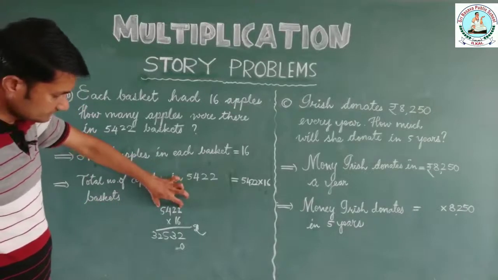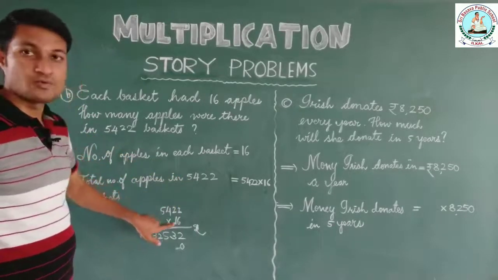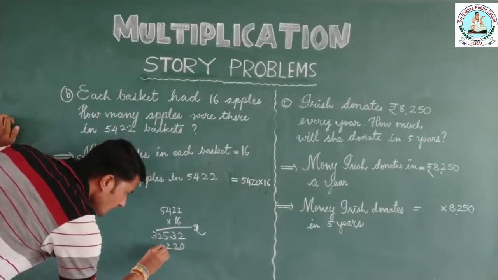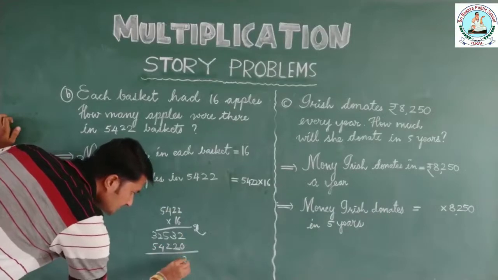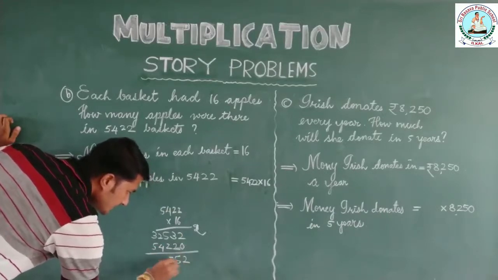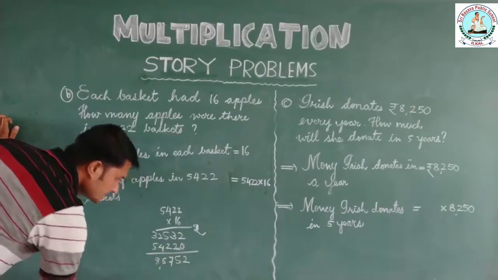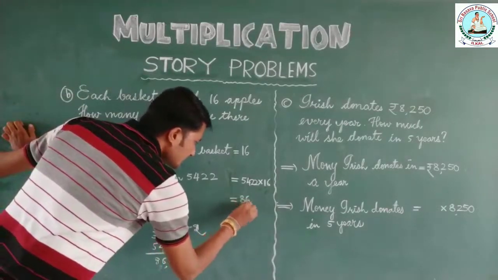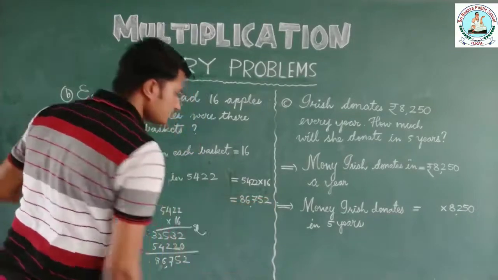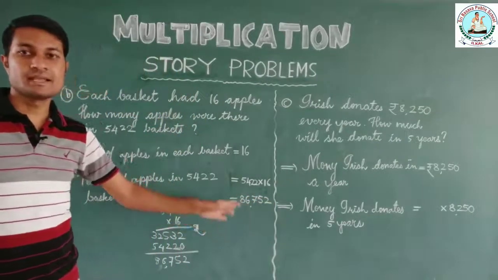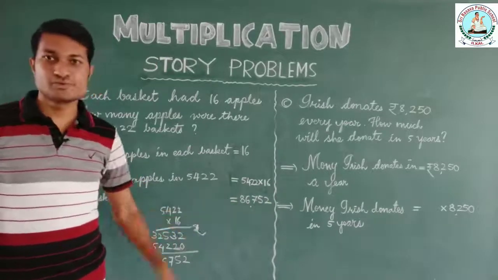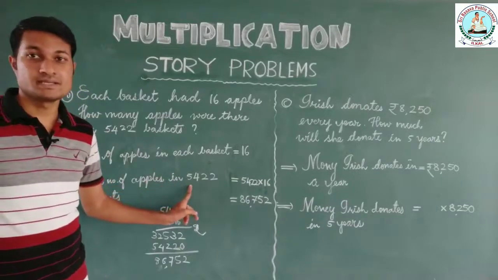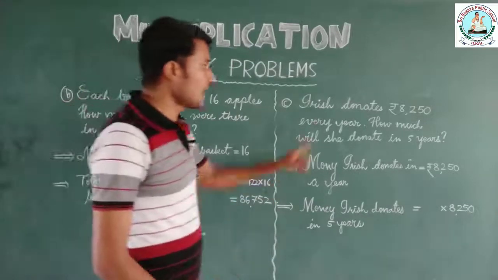Again, a 4-digit number, multiplication by 1. So write the same number: 2, 2, 4, 5. Just add them. 2, it is 5, 7, 6, 8. So 86,752. So this number shows that there are 86,752 apples in 5,422 baskets. Let's go for the next problem, that is Irish donates.